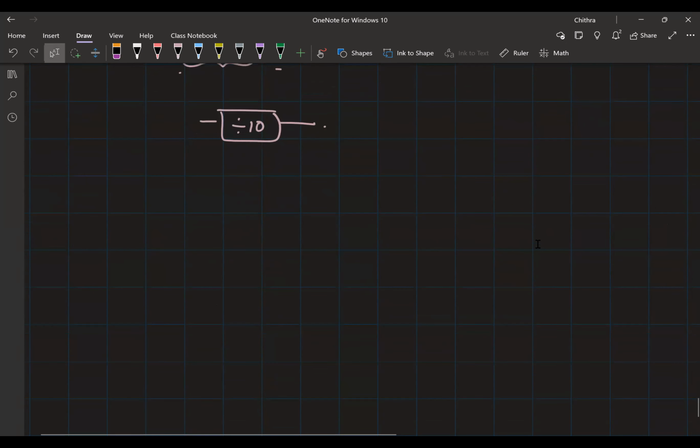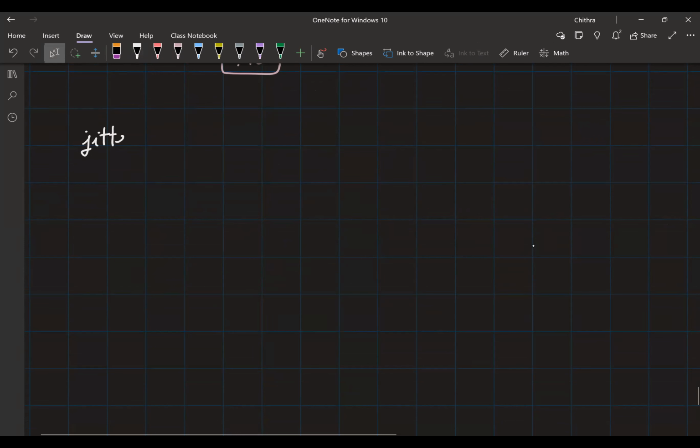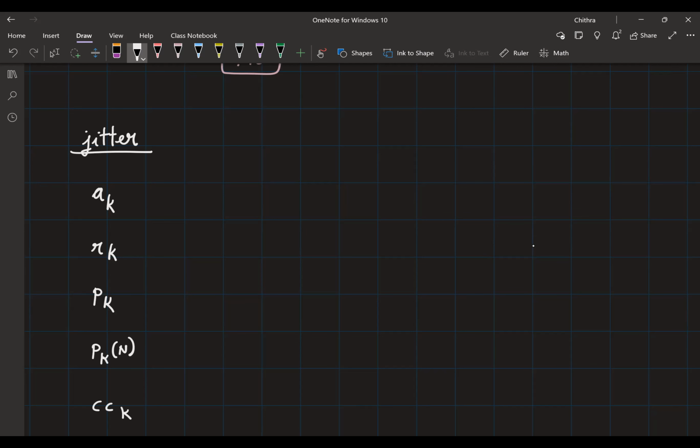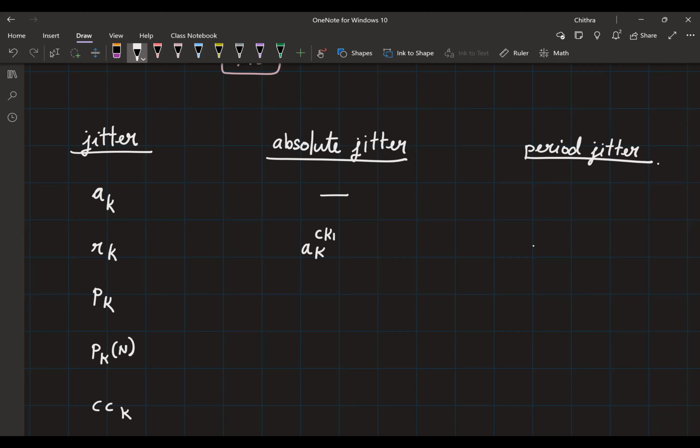Okay, so now a useful exercise to do is to see how all the jitter definitions that we saw so far relate to absolute jitter and period jitter. So we saw absolute jitter, relative jitter, period jitter, N period jitter, and finally cycle to cycle jitter. So let's fill in this table. For example, in this case, this will be the absolute jitter of CK1 minus the absolute jitter of CK2. Can you fill in the rest? So you can do this as a homework. We'll wrap up the lecture here.